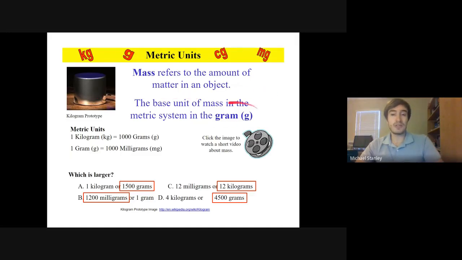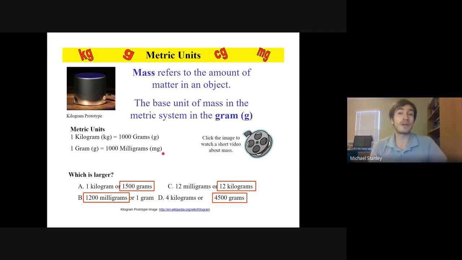So our base unit is the gram. And if we put 1,000 grams together, we get a kilogram. So instead of meters and kilometers, we have grams and kilograms when we're talking about weight. Or if we split up a gram into 1,000 pieces, then we have milligrams.